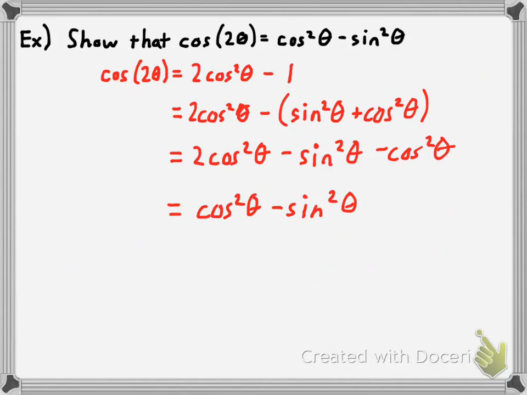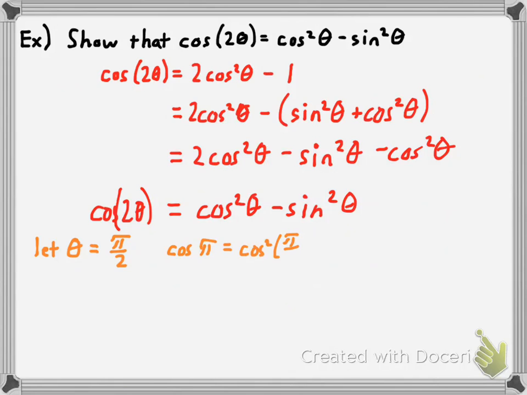So always the cosine of twice an angle is equal to the cosine squared of the angle minus the sine squared of the angle. And I'll just show you one more time that this works out. Let's use something in radians this time. Let's suppose we let theta equal pi over 2. Well, twice that would be pi, right? So we'd be saying that the cosine of pi equals the cosine squared of pi over 2 minus the sine squared of pi over 2.